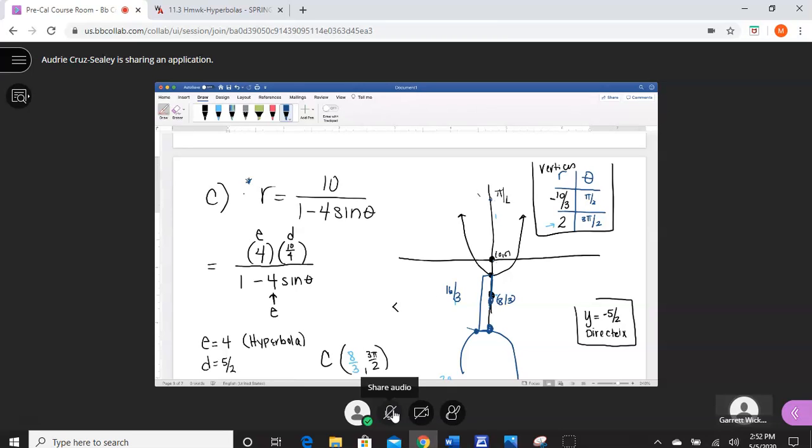Okay. I've always thought of the directrix as restricting the domain. Is that not what it is? I guess I need to go back and read. You know what? I just thought of something.